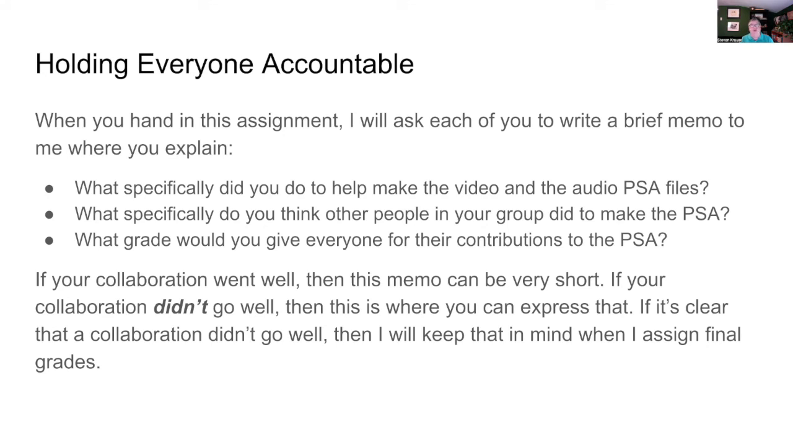On the other hand, if it didn't go well, like if you do feel like there were 1 or 2 people in the group who didn't do their fair share, or if there was some other kind of issue going on, or maybe there was somebody in the group who did more than their fair share and wouldn't allow you to do anything as part of the collaborative experience, if that makes sense. Write that down in this memo, and I will take that into consideration. I mean, if there's a group of 4 or 5 people, and 3 or 4 of those people say that so and so didn't contribute, or so and so in the group did all the work, I'm going to make an adjustment with a grade based on that kind of feedback.